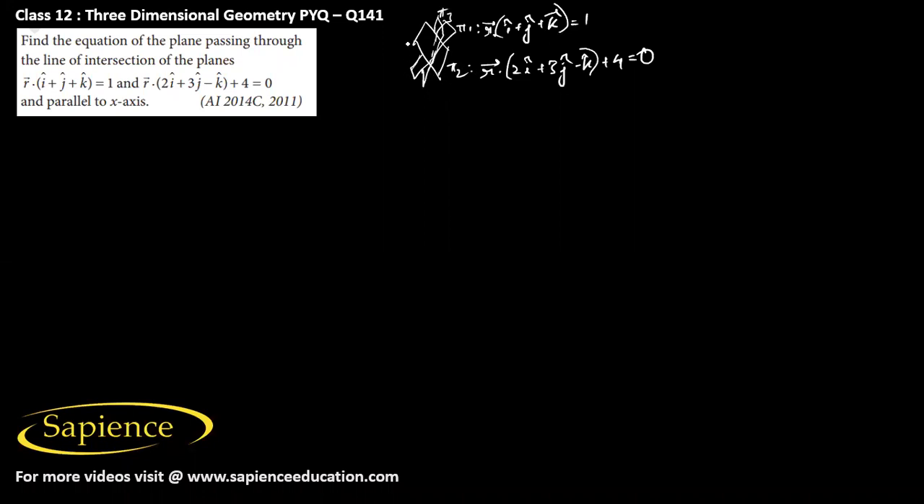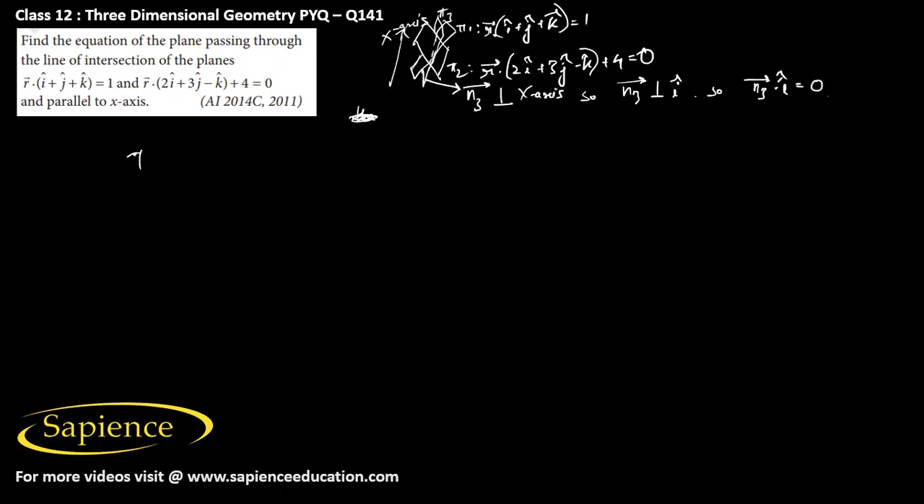And this plane pi3 should be parallel to the x-axis. It means that the normal vector n3 to the plane pi3 should be perpendicular to the x-axis. So we can tell that n3 vector is perpendicular to i cap. So n3 vector dot i cap should be equal to 0.